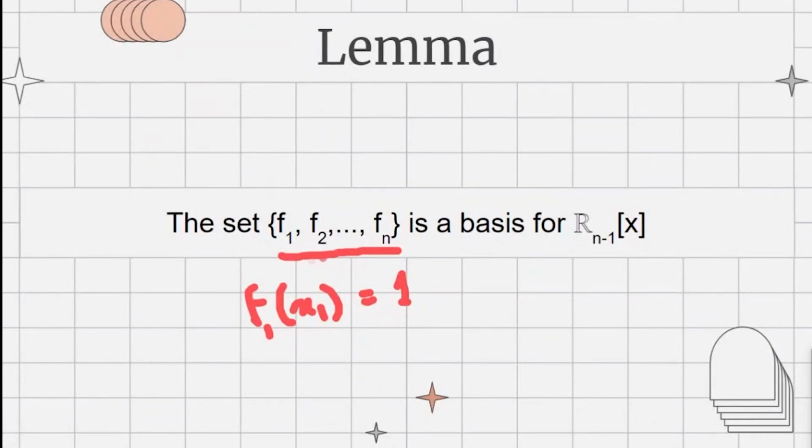But f1 is the polynomial where f1 of x1 will be 1. Its output value will be 1 when the input value is x1, and at any other input value, the output is 0. So that is this polynomial f1. Similarly for f2 and so on till fn. So the set of these polynomials, we are claiming that it becomes a basis for R_{n-1}[x]. This is nothing but the polynomial vector space, where every polynomial in that vector space has a degree at most n minus 1, less than or equal to n minus 1.